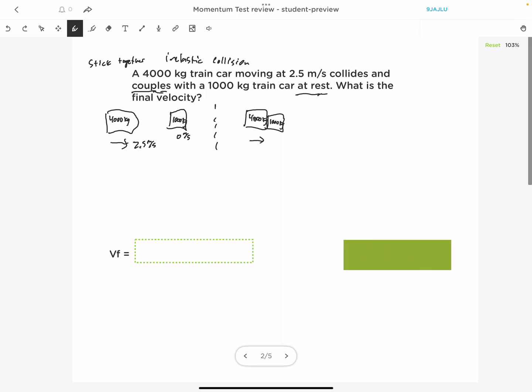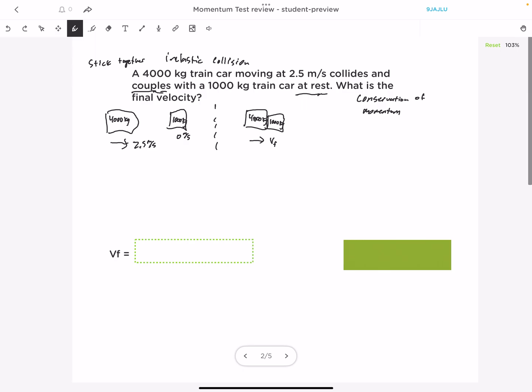Okay, so they're going to have some final velocity. And we know that the final velocity for both has to be the same because they're physically connected at that point. They're moving together. So if I write out the conservation of momentum, momentum is conserved in all collisions. We know that if there's no net external force, and in this case we're looking at the whole system, the initial momentum of the system is going to equal the final momentum of the system.